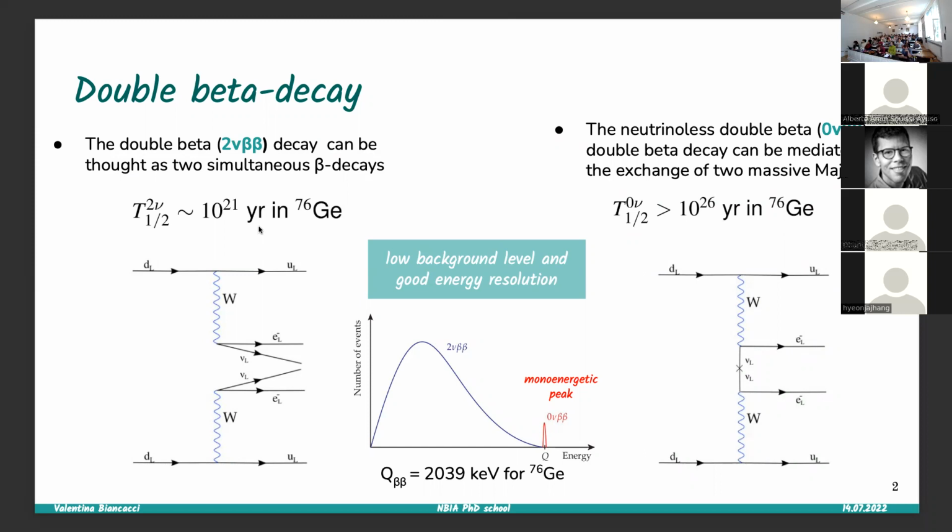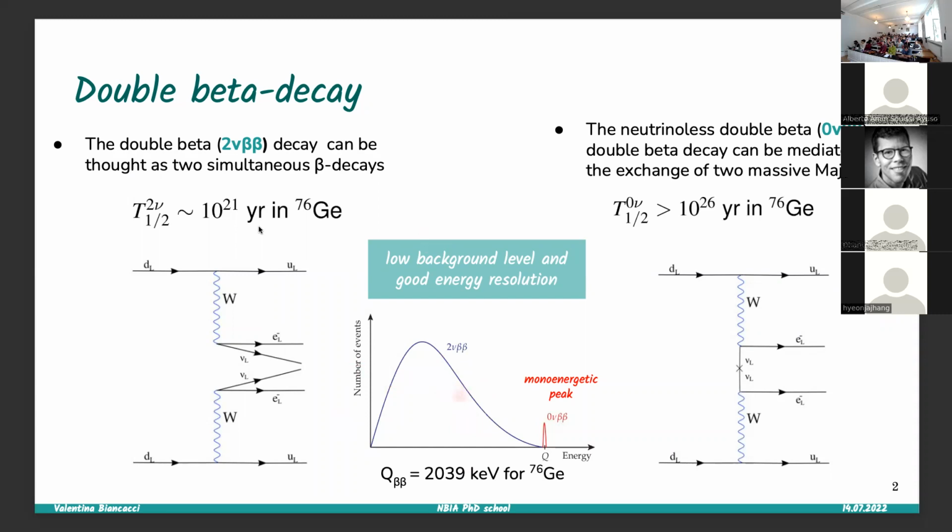Experimentally, as we already know, we expect to have a monoenergetic peak for the neutrinoless double beta decay in the spectrum of the two electrons emitted. For the germanium-76 isotope, it is around 2039 keV. While if we look at the spectrum for the double beta decay with the emission of two neutrinos, we expect a spread spectrum that tends to the Q beta beta.